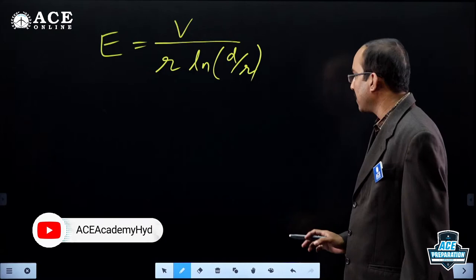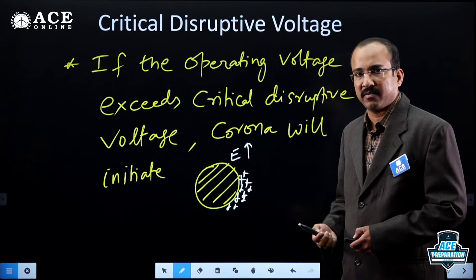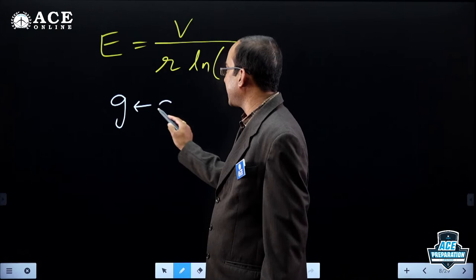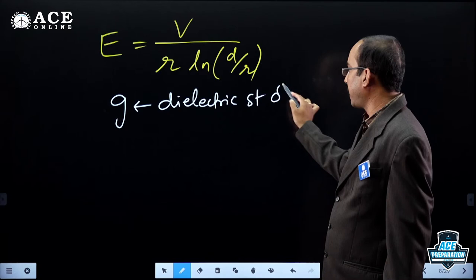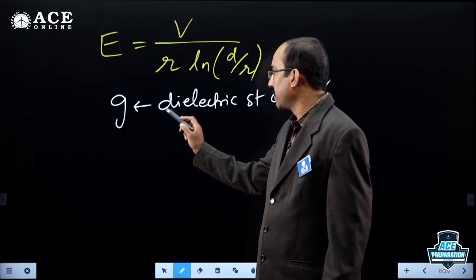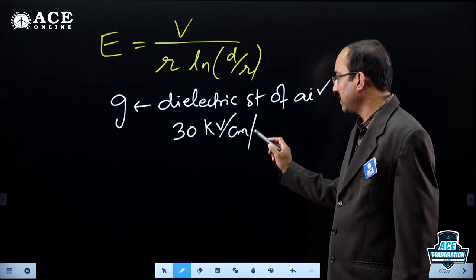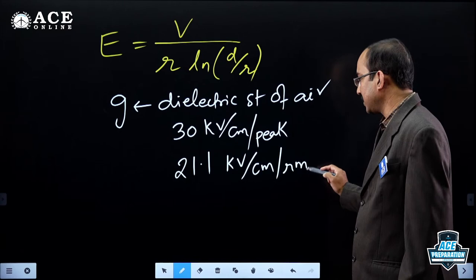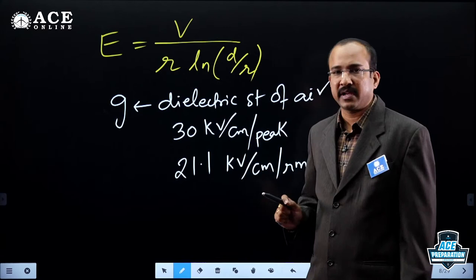So here, what do you mean by critical disruptive voltage? The voltage at which the corona gets initiated, okay? That means breakdown of air takes place. Suppose G is the dielectric strength of air. So what is the dielectric strength of air? That is 30 kilovolt per centimeter peak magnitude, or 21.1 kilovolt per centimeter RMS. If you are expressing in RMS, it is 21.1. If you are expressing in peak magnitude, it is 30 kilovolt per centimeter peak.